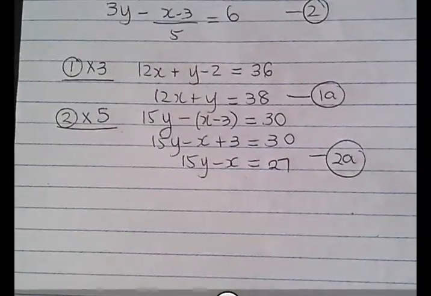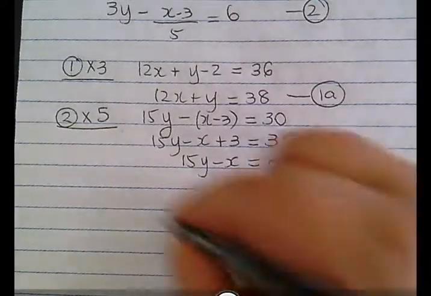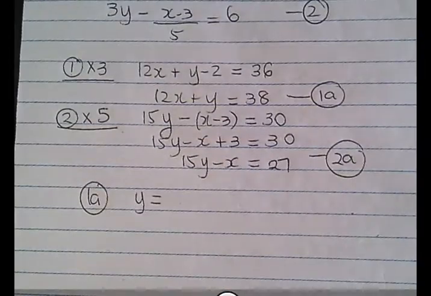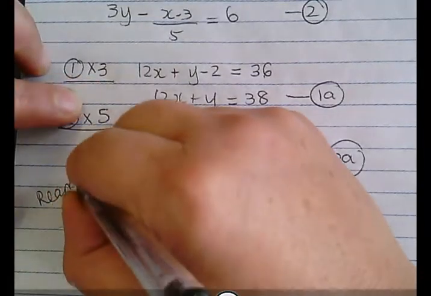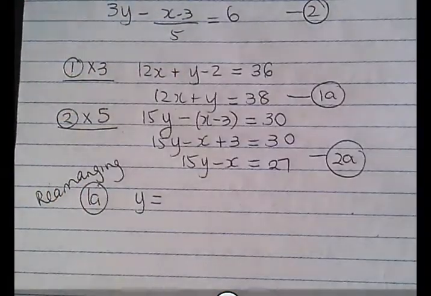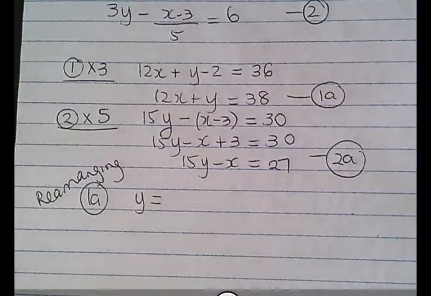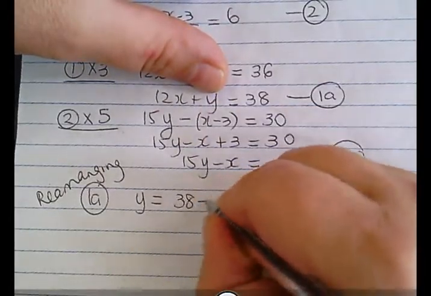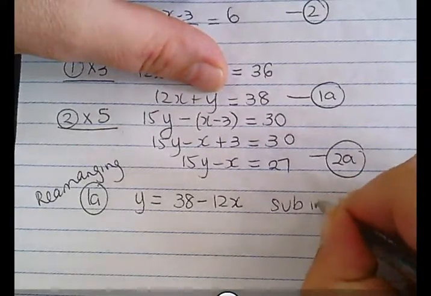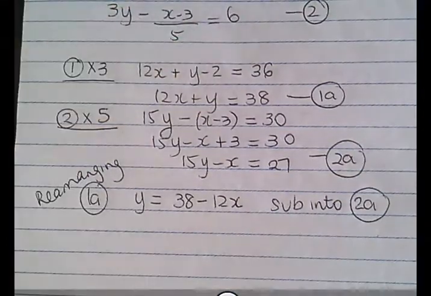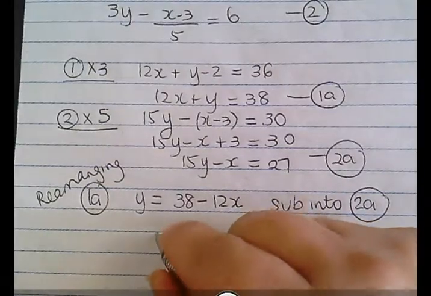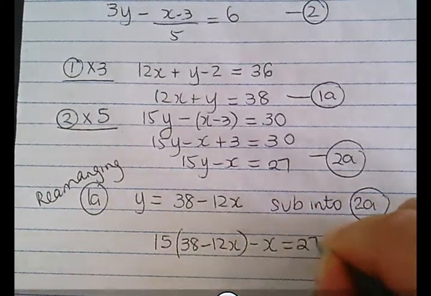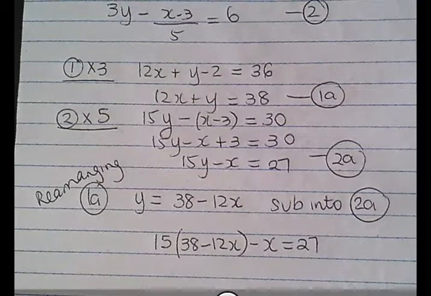You know, with this question, I don't think you should do it by elimination. This is a really good case of using substitution. So, rearranging 1a, isn't 1a really y equals what? I would not go multiplying this equation by this and that one by that. Definitely not. Let's rearrange 1a, and what have we got? Y equals 38 take away 12x, and sub it into 2a. So I've got 15 times 38 minus 12x, take away x equals 27. And now you can just expand and do whatever you want to do.